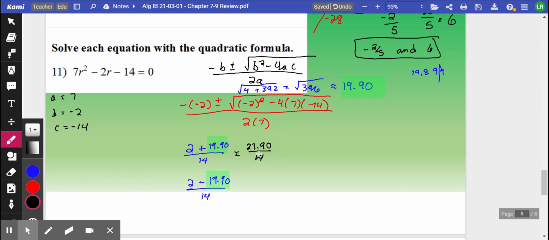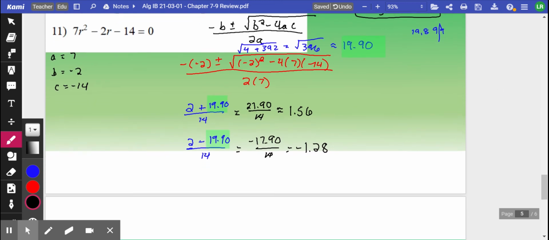divided by 14. Then I'm going to have to round this. This is going to be about 1.56. And 2 minus 19.90 is negative 17.90 divided by 14. I get negative 1 point rounding to 8. Okay, so my answer for that one, I would have 1.56 and negative 1.28.